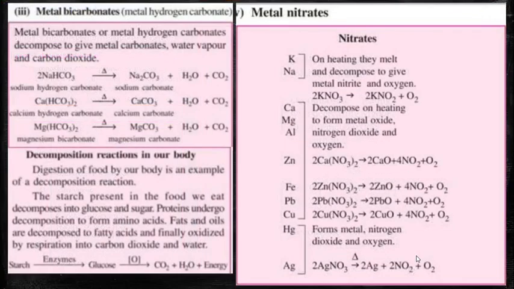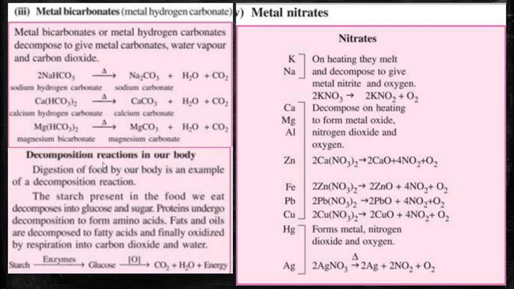Okay. The third one of this thermal decomposition is metal bicarbonates, that is metal hydrogen carbonates. Examples are sodium hydrogen carbonate, calcium hydrogen carbonate, magnesium hydrogen carbonate. Only these three we should consider; we need not consider the other carbonates, as they do not form bicarbonates. Only these three produce bicarbonates: sodium bicarbonate, calcium bicarbonate, magnesium bicarbonate. All these on heating produce the respective carbonates, water and carbon dioxide.